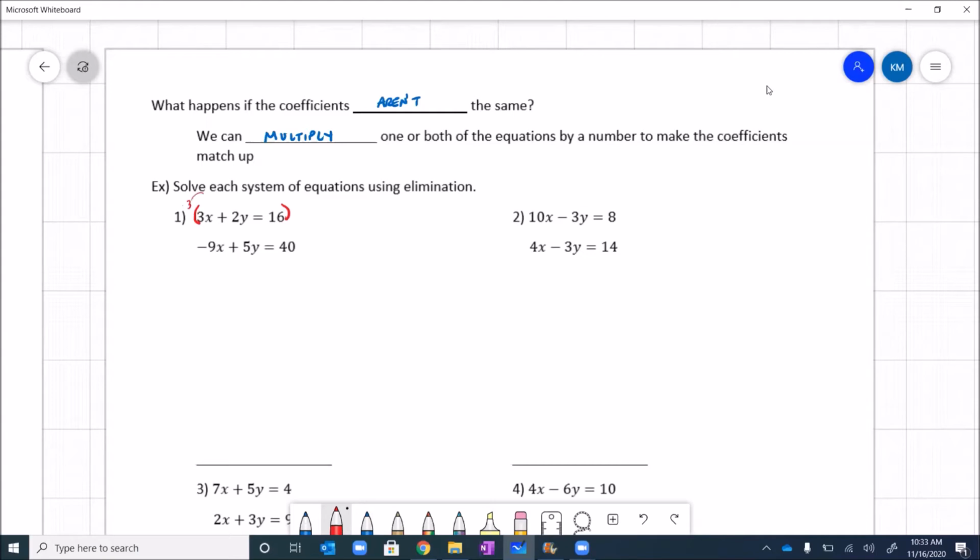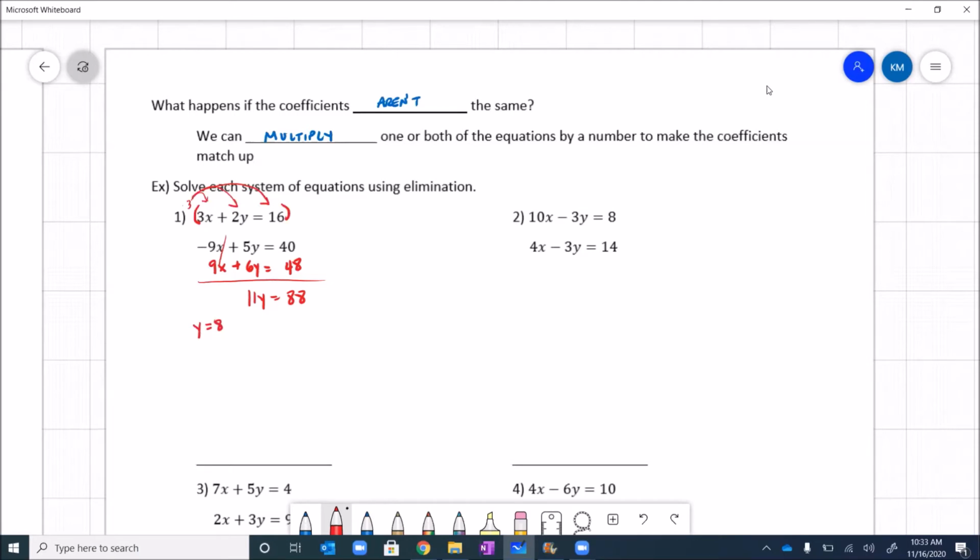And when I do that, I need to make sure that I distribute this 3 to all the terms, not just the one that I'm trying to get to be the same number. So I have 9x plus 6y equals 48. So combining here, adding all my stuff, -9x and 9x cancels out. 5y and 6y gives me 11y. 40 plus 48 equals 88. So 11y equals 88. Divide by 11, y equals 8.